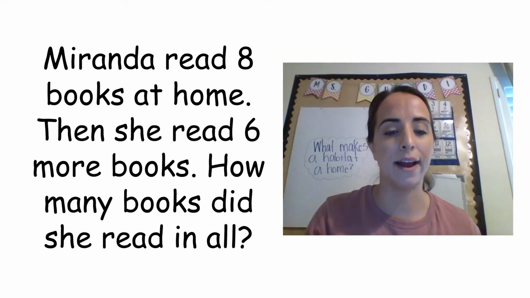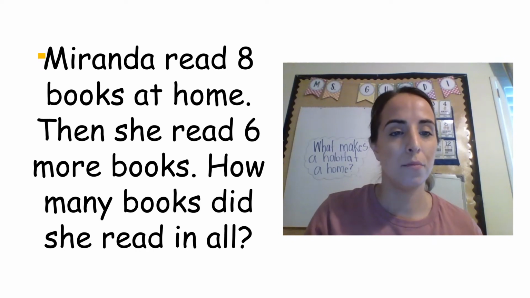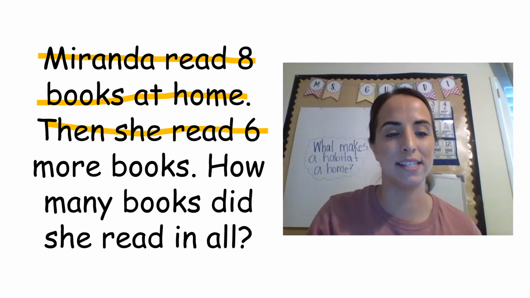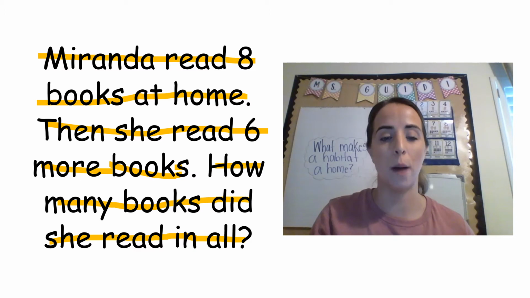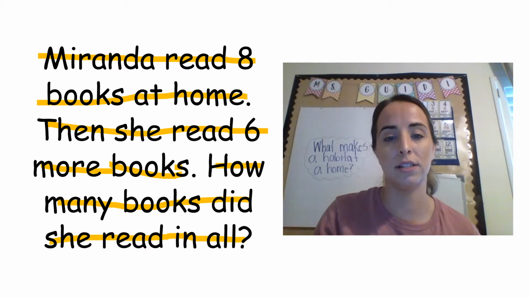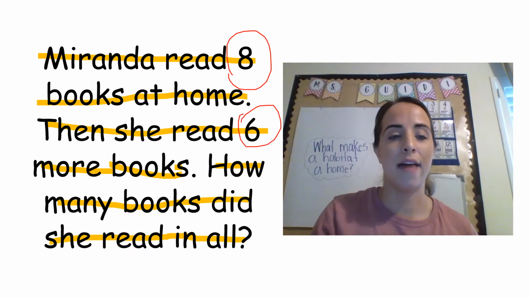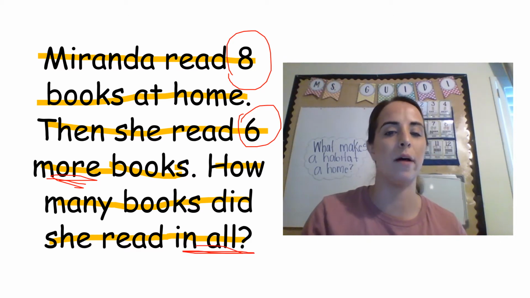All right, I'm going to highlight as I read. Miranda read 8 books at home. Then she read 6 more books. How many books did she read in all? So I'm going to circle my numbers, my number 8, my number 6, and then I'm going to underline the word more because that is telling me we're adding, and in all is also telling me that we're adding.